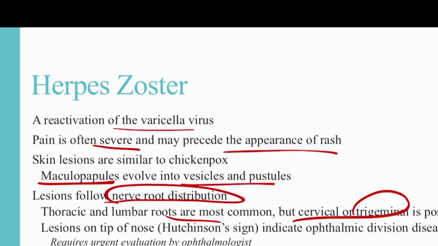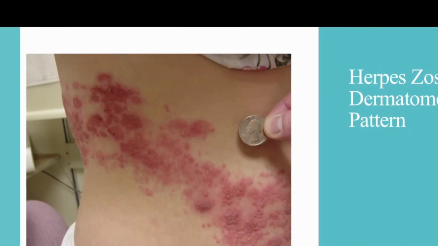Okay. If you have a lesion on the tip of the nose, it's called Hutchinson sign, and it indicates ophthalmic division disease. If that happens, you have to go emergently to the ophthalmologist, okay? Not the optometrist in the mall. You have to go to the ophthalmologist, okay? There's a big difference. So this is what herpes zoster looks like. Again, following the dermatome pattern. Okay, herpes zoster.